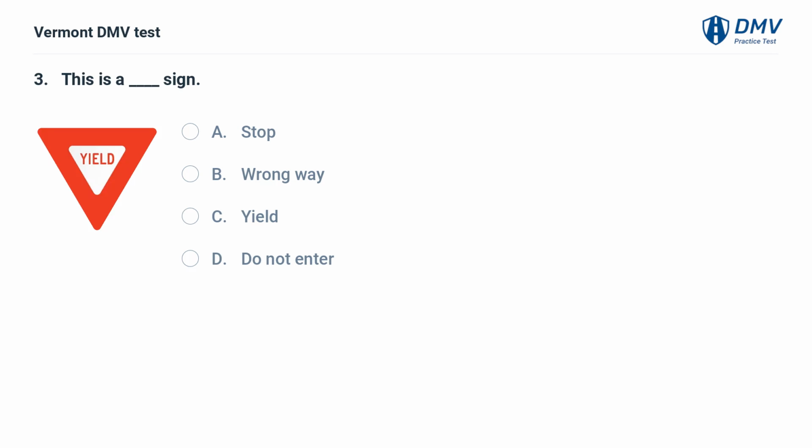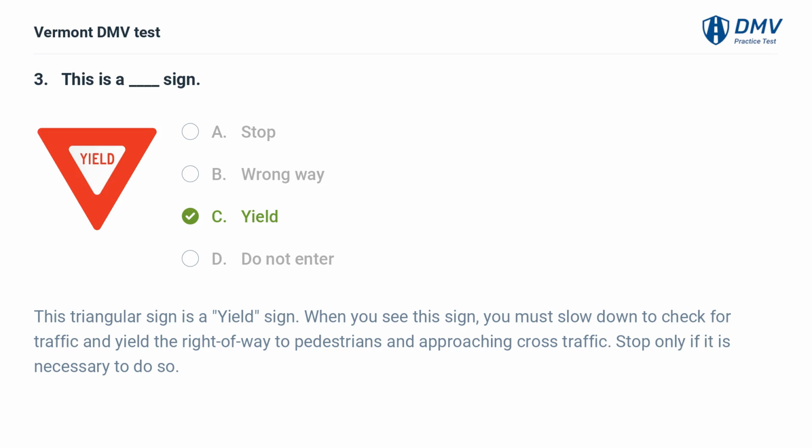This is a fill in the blank sign. A. Stop. B. Wrong way. C. Yield. D. Do not enter. C. Yield. This triangular sign is a yield sign.